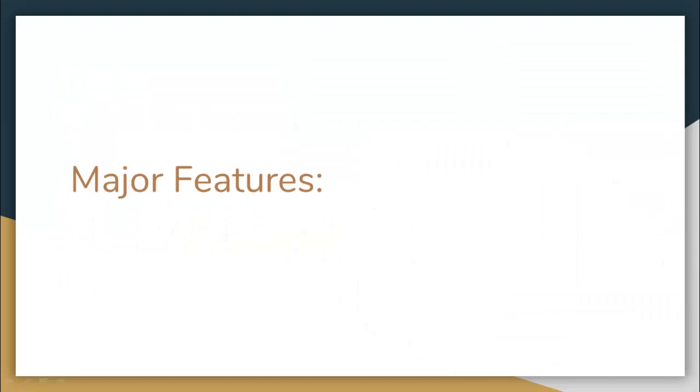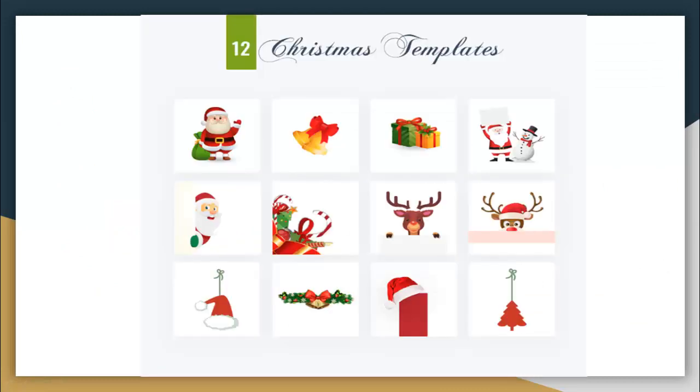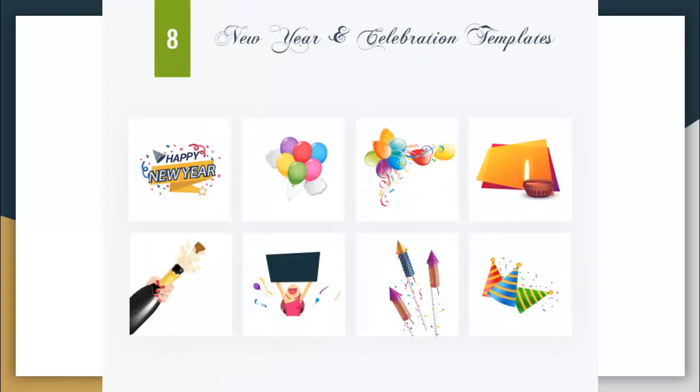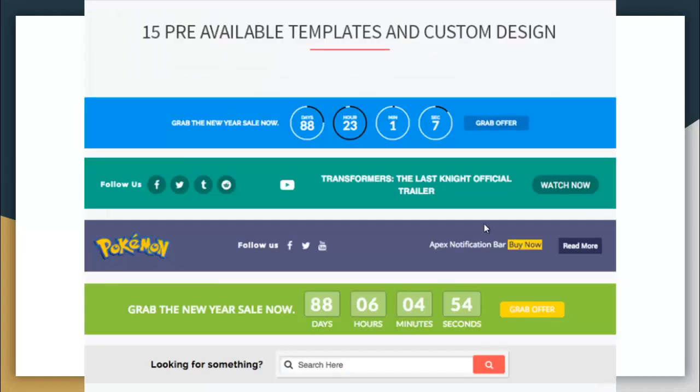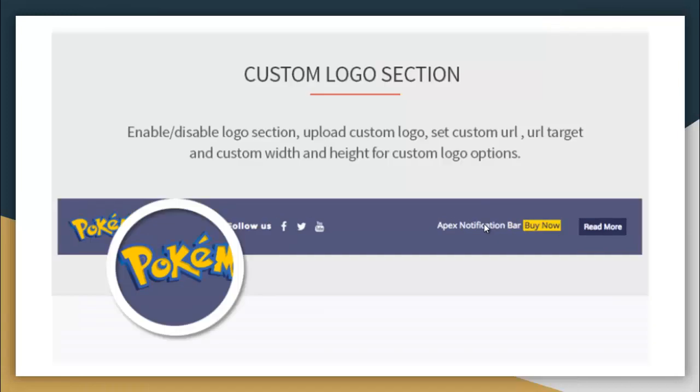So some major features of this plugin are: it comes with 12 Christmas templates. There are 8 New Year and celebration templates. There are 15 pre-available templates and custom designs to choose from. There is a custom logo section, which you can enable or disable as per your requirement. You can upload custom logos, set a custom URL, URL targets, and custom width and height for the custom logo options.